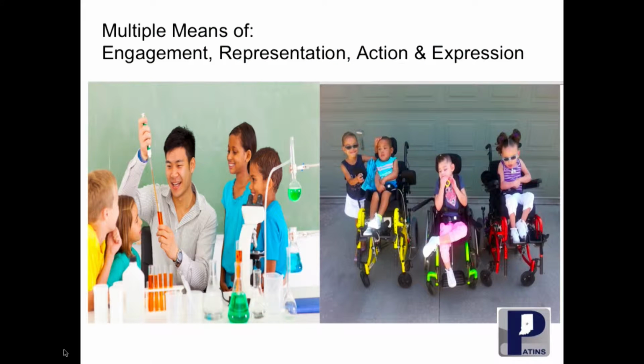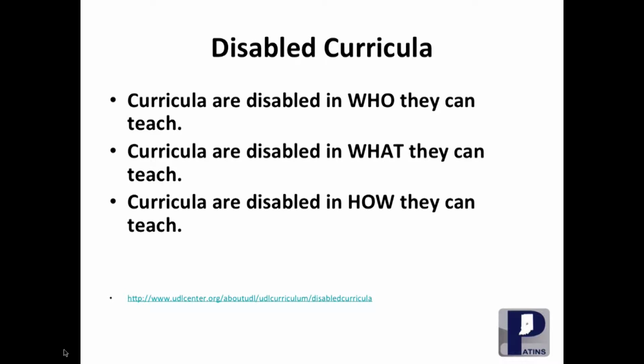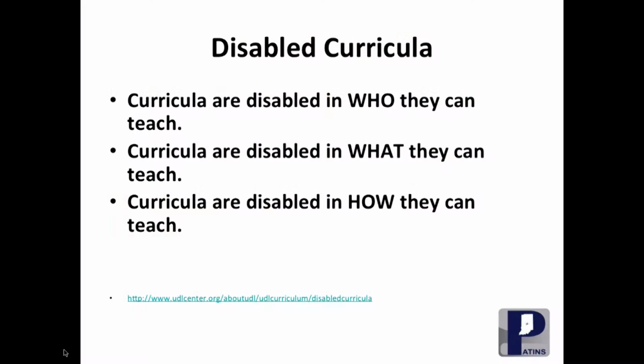So back to this slide, not a whole lot of any of that is going on. So therefore, nobody is really getting a very good multiple means of anything. So moving on, what we really want ultimately is that we have purposeful, motivated, resourceful, knowledgeable, strategic, and goal-directed learners. So the curriculum as we typically get it is disabled essentially because of who it can teach, it's not very flexible. In what it teaches, it's very flat, just in a standard book. And how it teaches, that's totally up to a teacher to modify and adjust. So we need to change that.